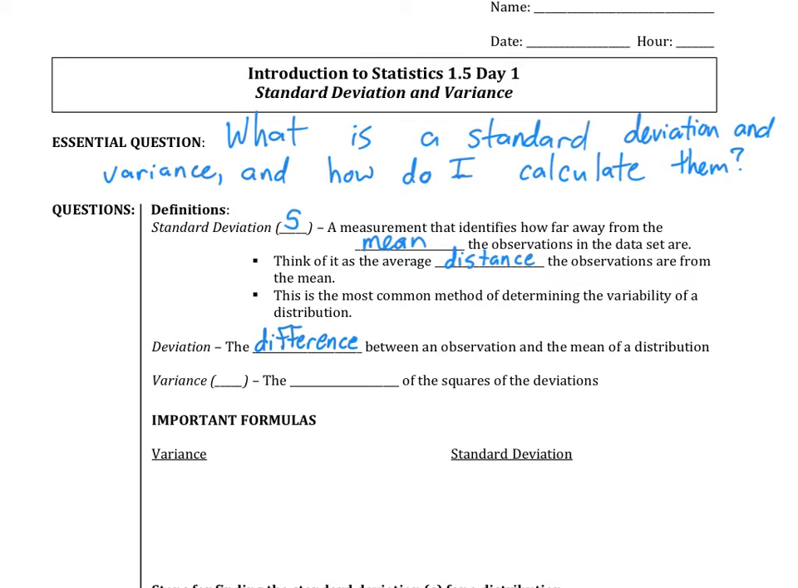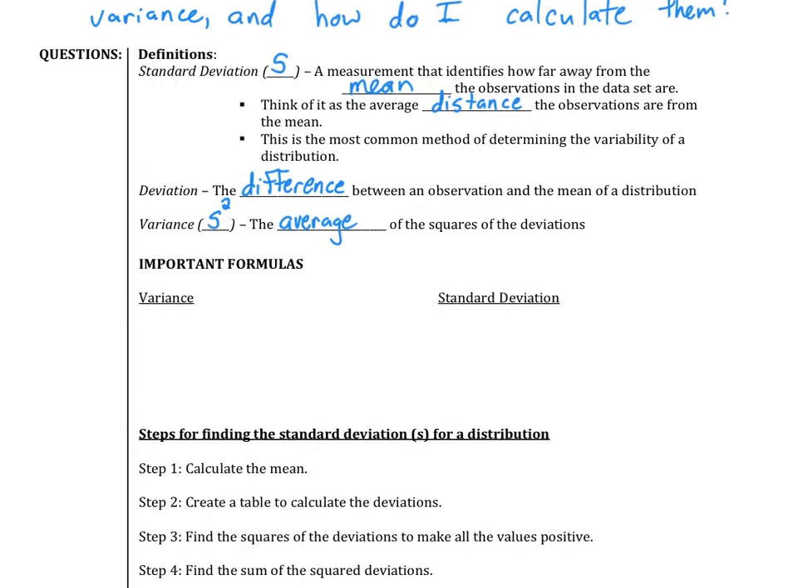And the variance, which is S squared, is the average of the squares of the deviations. Okay, and I know all those words don't mean much, but as we get going, hopefully we at least understand how we find them, and the more we go on this year, we'll figure out what they really mean and how we use them.